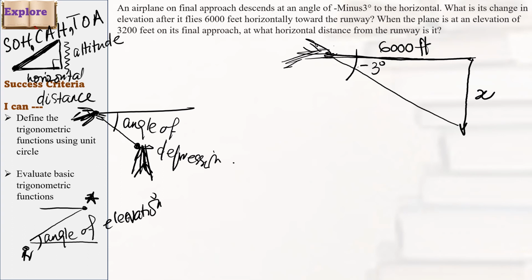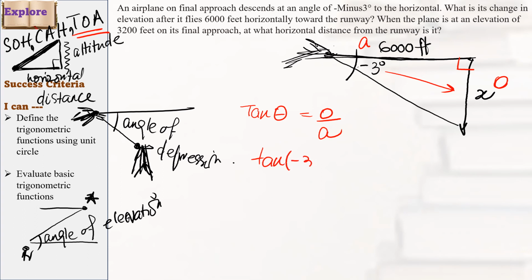So this is your x. Now if we label the diagram, we know that this is our opposite and this is our adjacent, because this is our 90 degree. We know that TOA has the opposite and adjacent. So we can say that tangent theta equals opposite over adjacent. Theta we already know is -3 degrees. Opposite is x and adjacent is 6,000 feet. If we cross multiply, we get 6,000 times tangent of -3 degrees equals x.